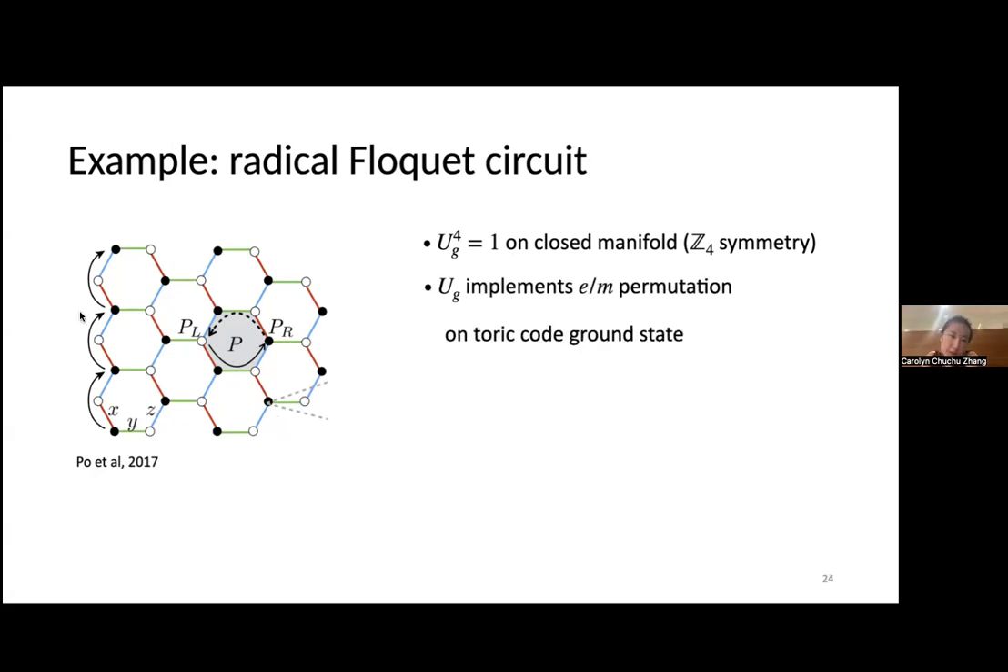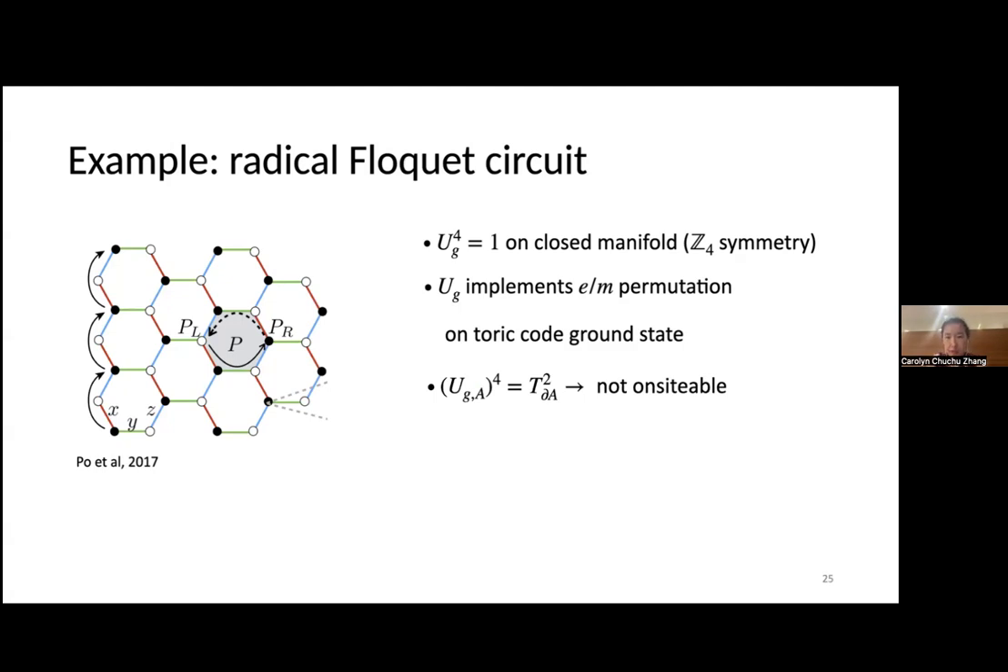And what you can also show is that if you have a toric code ground state in this lattice system, then this U_G implements EM permutation. So every period, the electric and magnetic anyons get exchanged in the toric code ground state. So it was also interesting to study from that perspective.